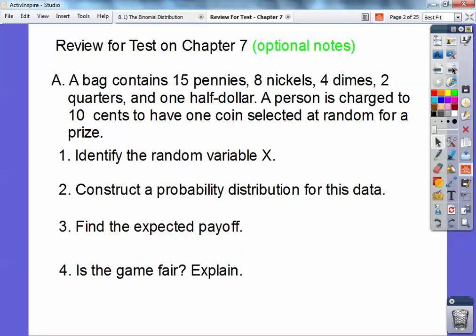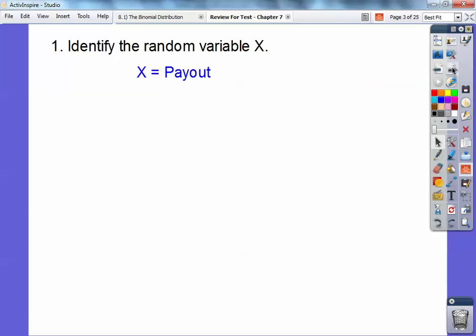Okay, a bag contains 15 pennies, 8 nickels, 4 dimes, 2 quarters, and one 50-cent piece. A person is charged 10 cents to have one coin selected at random for a prize. So identify the random variable X, construct a probability histogram for this data, find the expected payoff, and is this game fair? Explain. All right, so the random variable X is just your payout, how much you get back from the 10 cents that you put in.